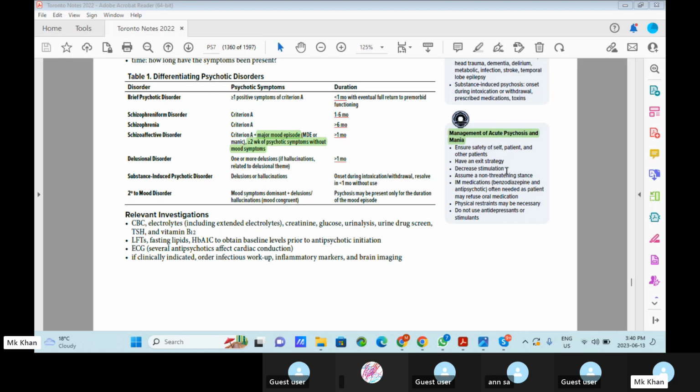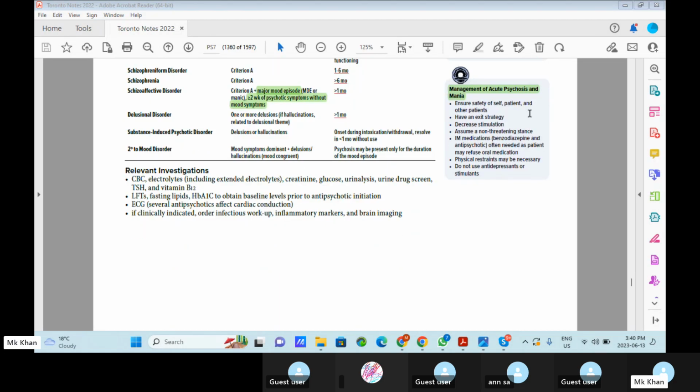And then decrease stimulation, keep patients calm, and assume a non-threatening stance. And then intramuscular medications like benzos and antipsychotics are often needed as the patient may refuse oral medication. So for an acutely agitated patient, we usually give benzos or antipsychotics. And then physical restraints may be necessary. Do not use antidepressants or stimulants. So physical restraint is not the first line therapy. First line therapy is all these 4 or 5 things.